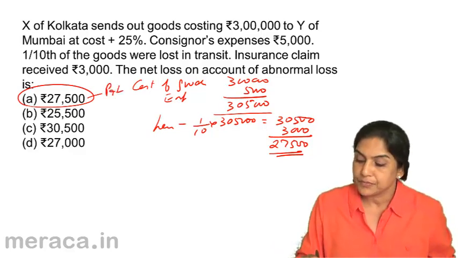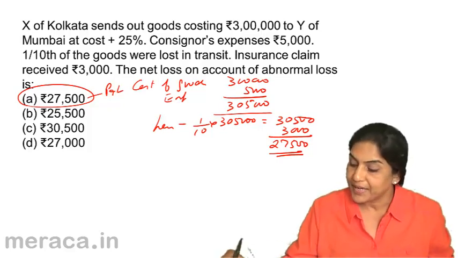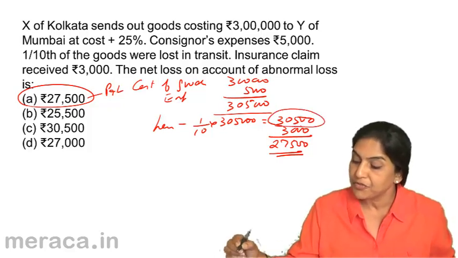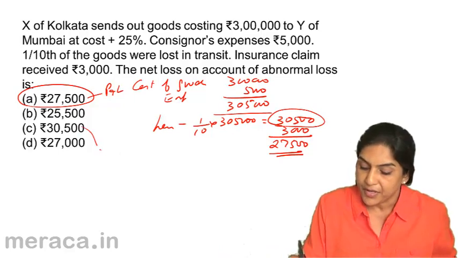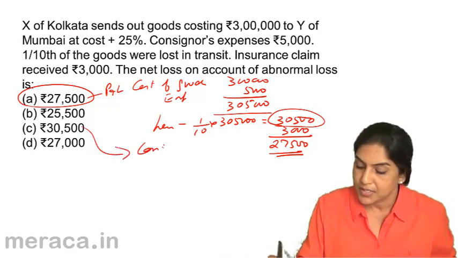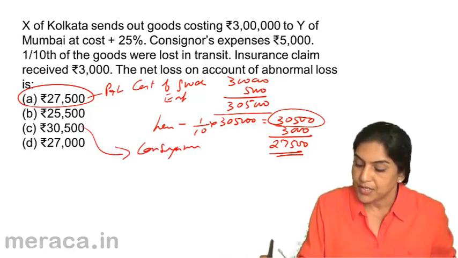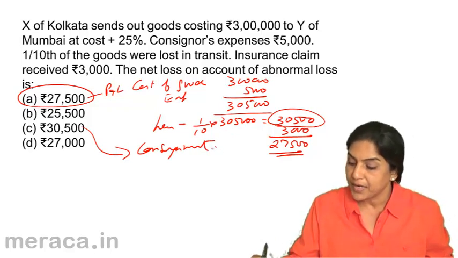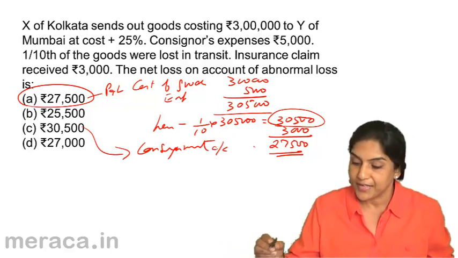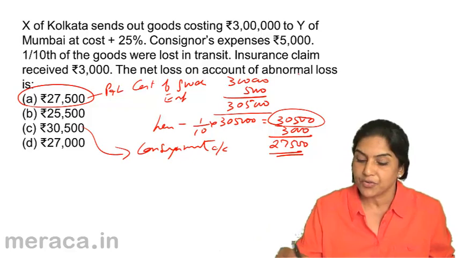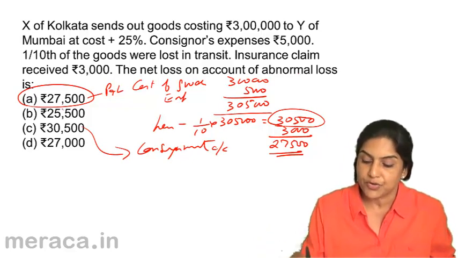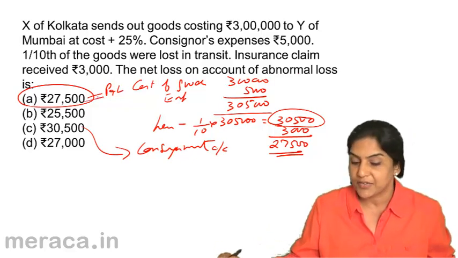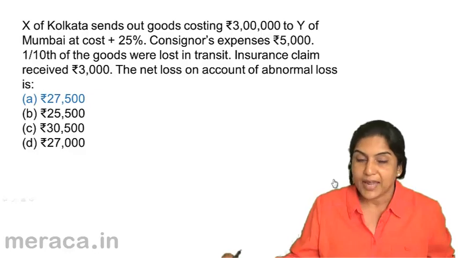Mind you, the consignment account would be credited with an amount of 30,500. This is what the consignment account would be credited with. The net loss on account of abnormal loss which would be transferred to general profit and loss would be 27,500. Option A, 27,500.